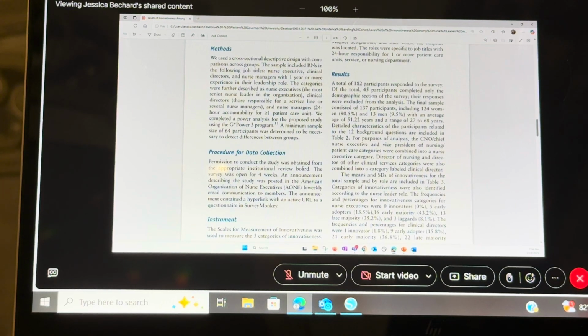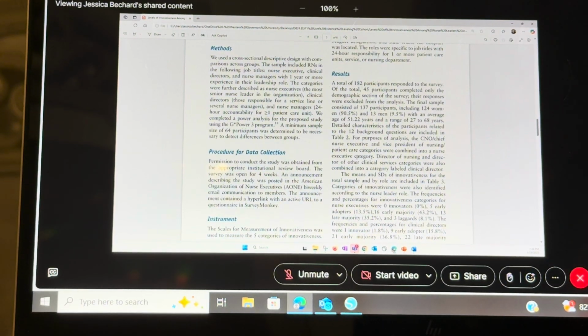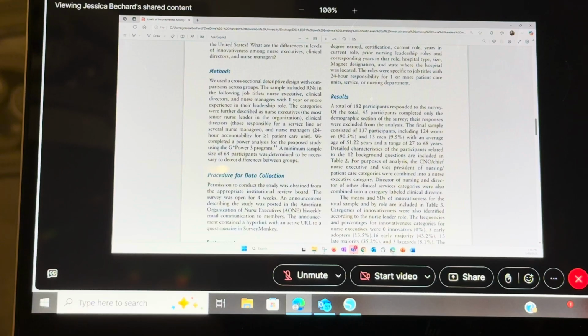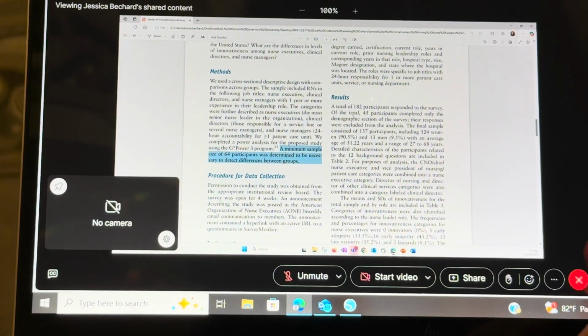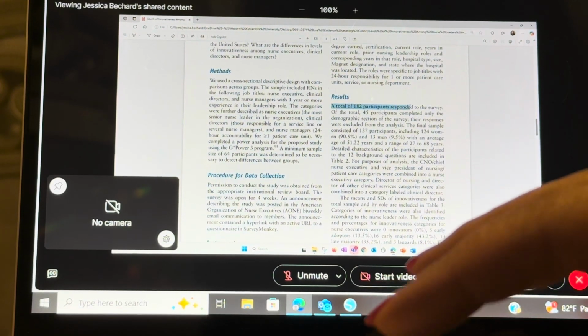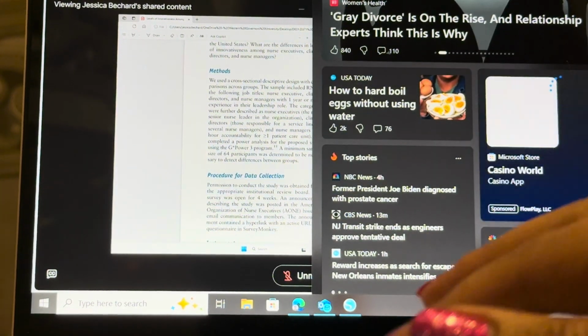Are we using participants or are we using articles? Participants, right. Okay, great. So we have participants, and the way that we know this is right here. A minimum sample size of 64 participants was determined to be necessary to detect differences between groups. In our results, a total of 182 participants responded to the survey.